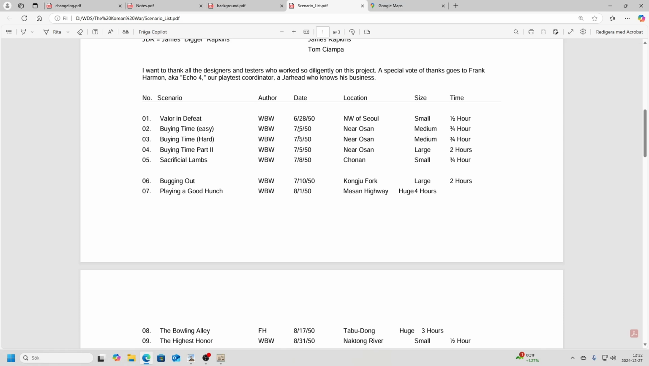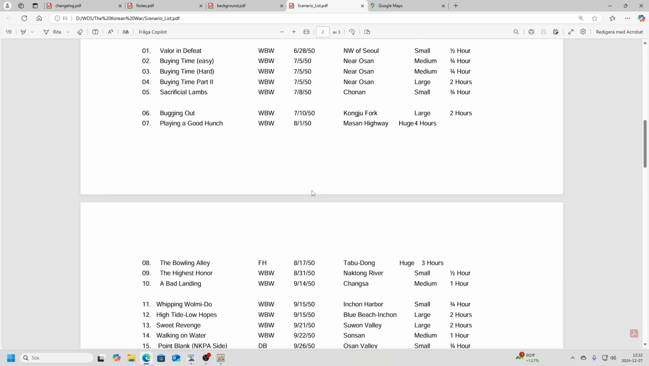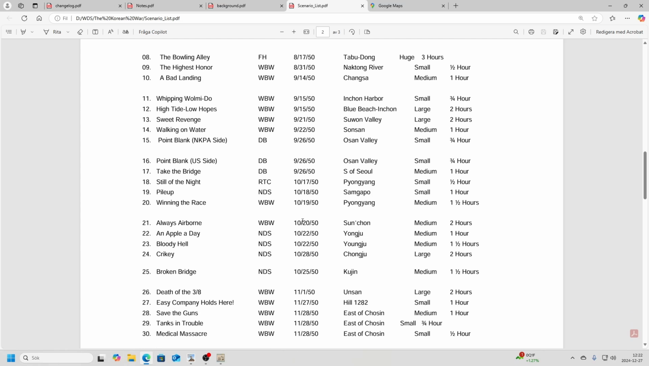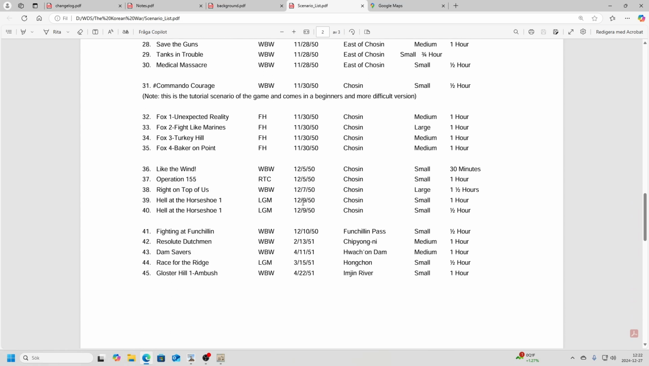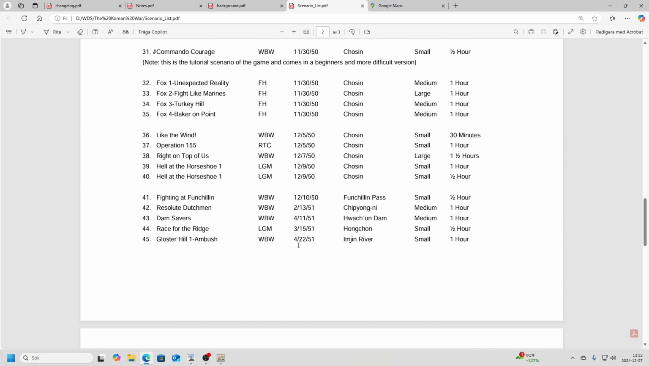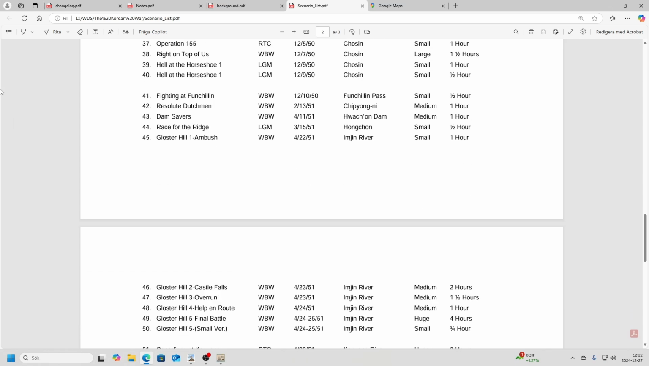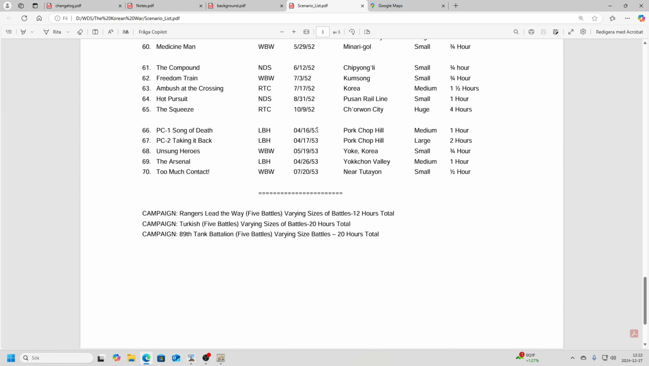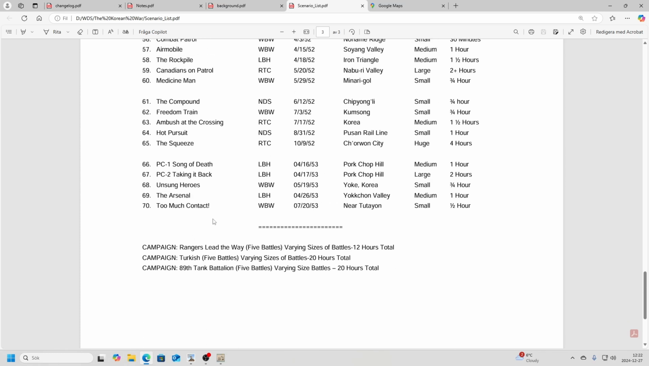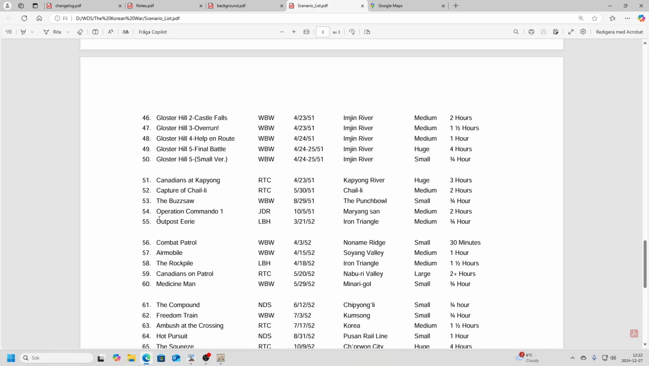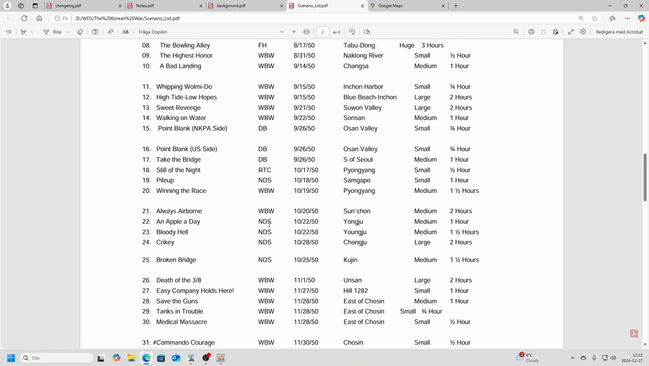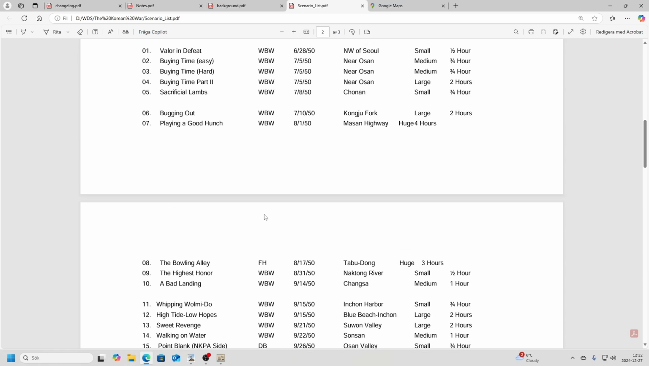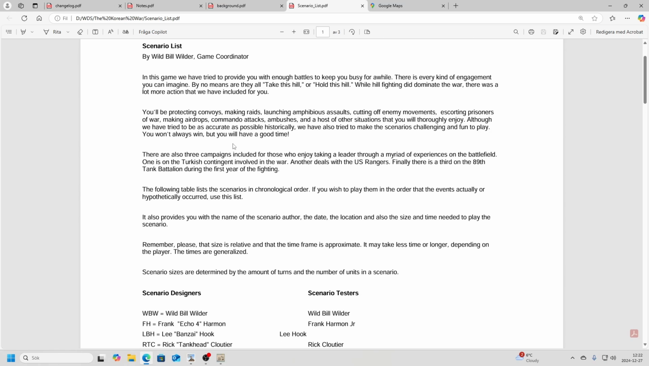And then it moves on, July, August, September, October, November, and December. It goes up to April of 51. No, actually, it keeps on going, sorry. It goes all the way up to 53, with the last year of the war there. So, pretty cool. You get to fight and do something from every single year of the war. It lasted 3 years. So, this is a very good document here.